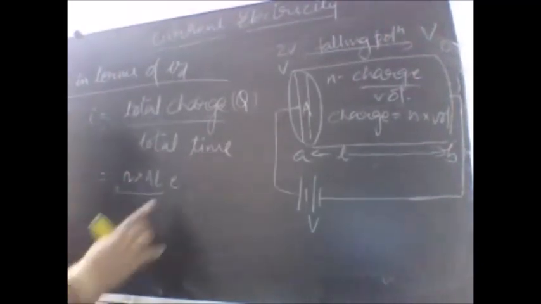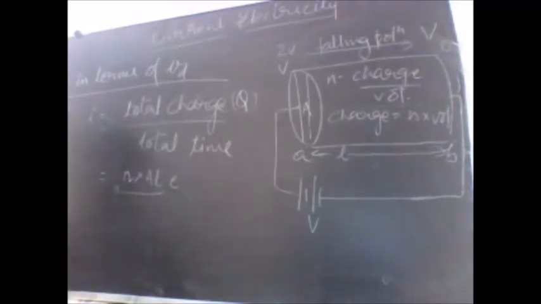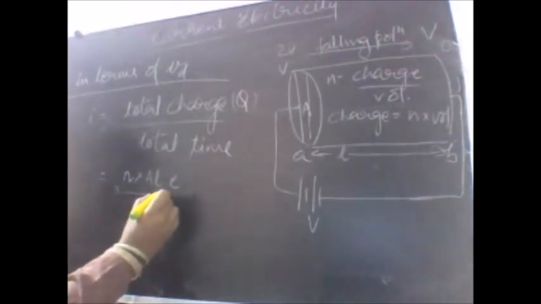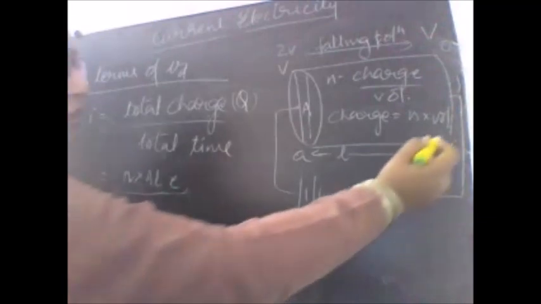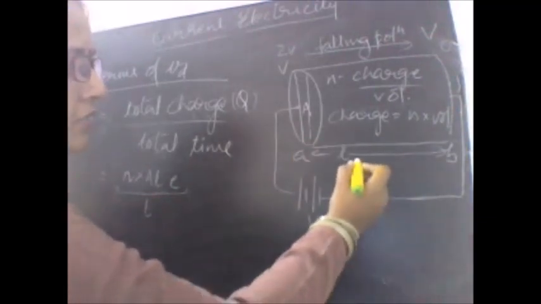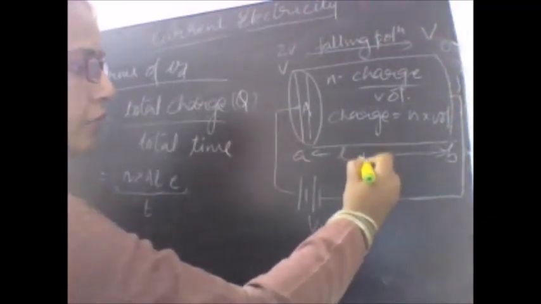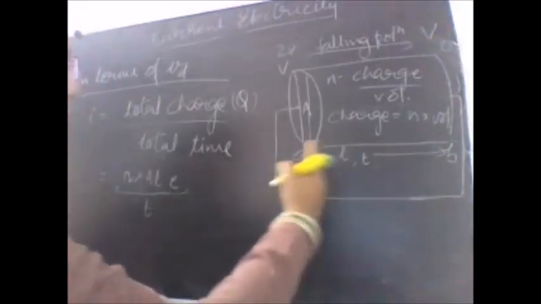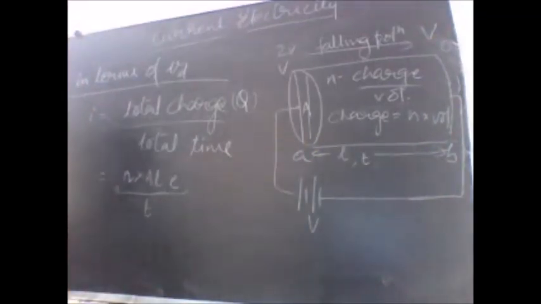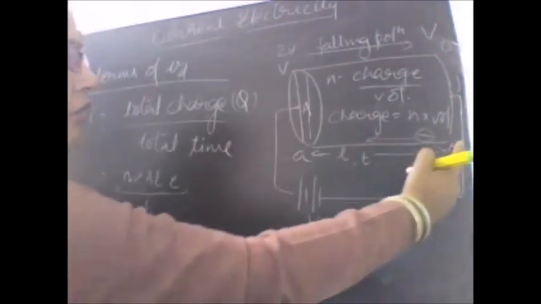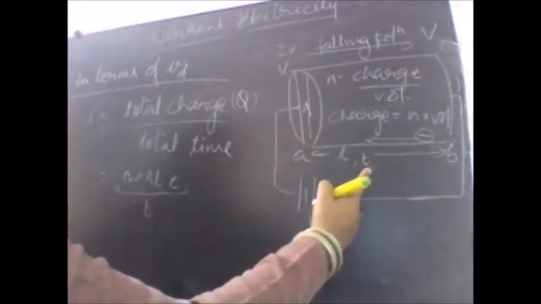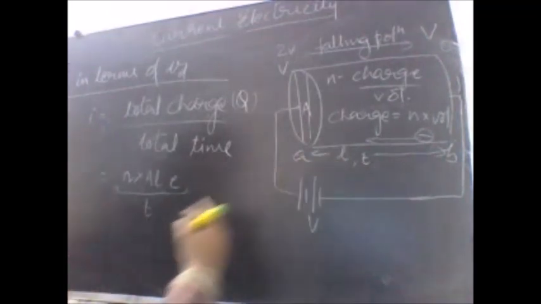So I'll take charge on the electron and divide it by total time. Let me take the total time in going from B to A as T. Let us take the parameter as T is the total time taken by the electrons. So electrons are going from B to A, taking the time T, covering a total length L.